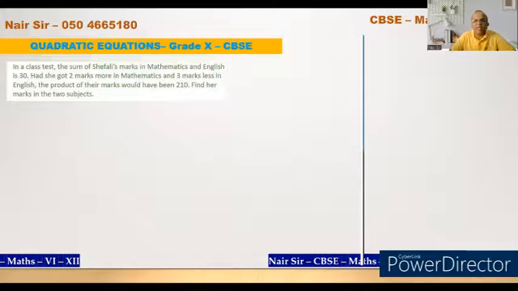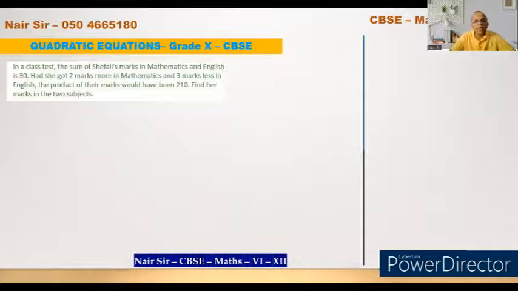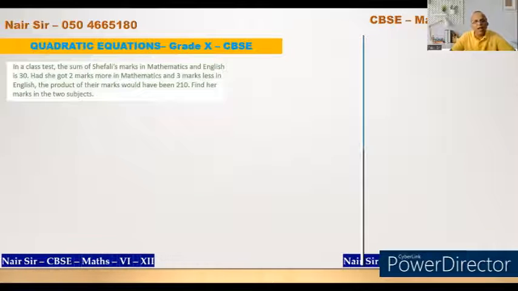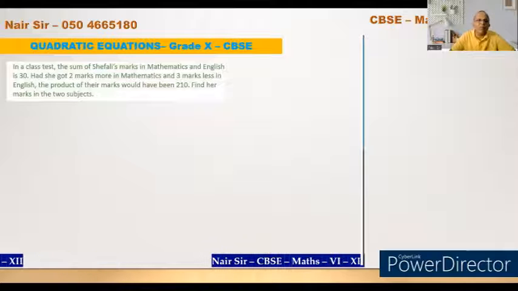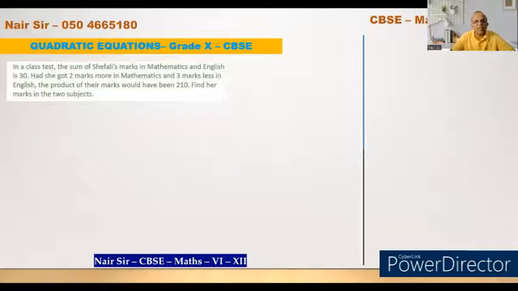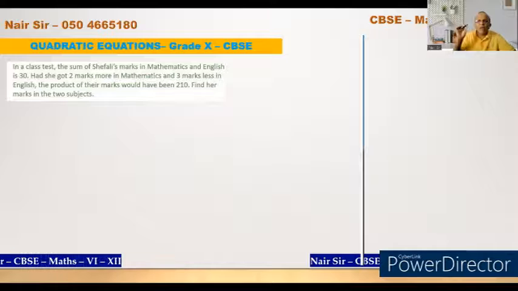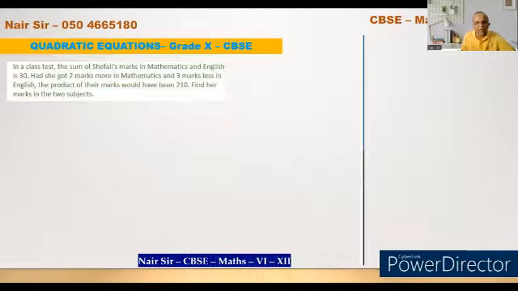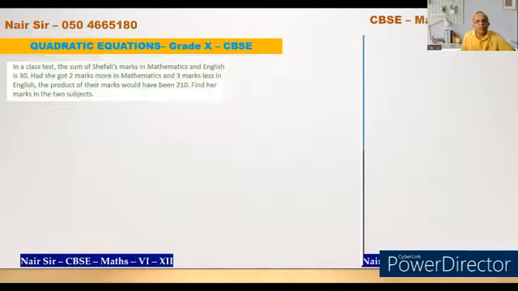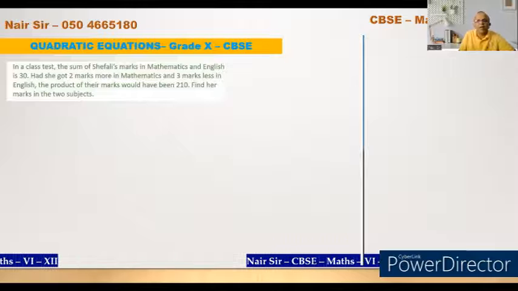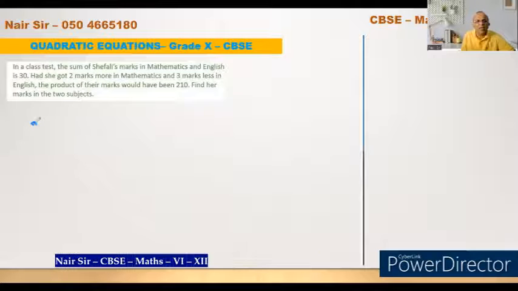In a class test, what is given, keep the habit of writing. The sum of Shefali's marks in maths and English is 30. She got some marks in English and maths. Okay, I don't know what those marks are. Let x be for maths and let y be for English.